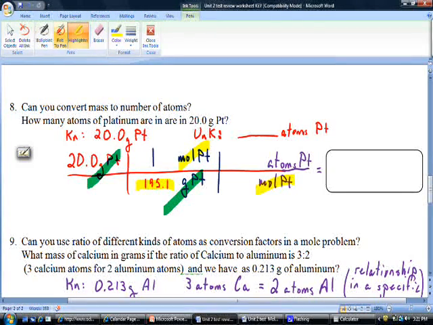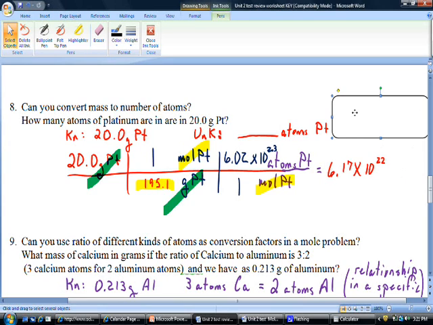Of course, 1 mole of platinum is how many atoms of platinum? That's right, 6.02 times 10 to the 23. Make sure you don't forget it. Let's see what we came up with here as an answer. 6.17 times 10 to the 22. But what are we missing in the answer? Atoms of platinum. That's right. So don't forget to be sure you have that in your answer.